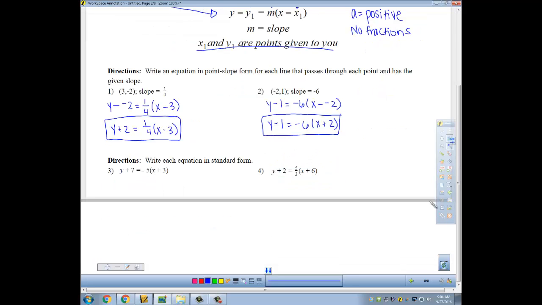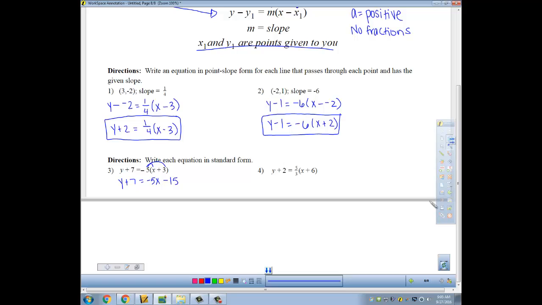So remember, we want to get our x's and our y's on one side, no fractions, and the number for your x can't be positive or negative. So we're going to simplify this first by doing the distributive property. So you get y plus 7 equals -5x minus 15. Now you can start moving any term you want.